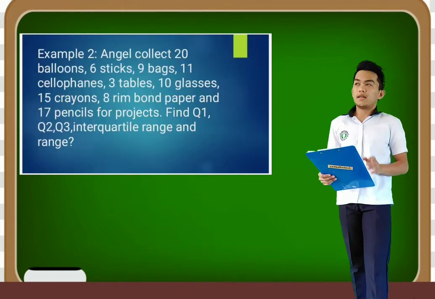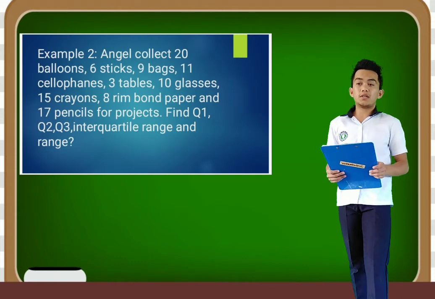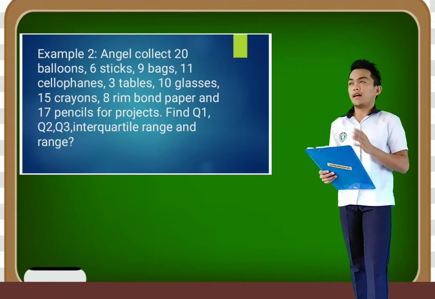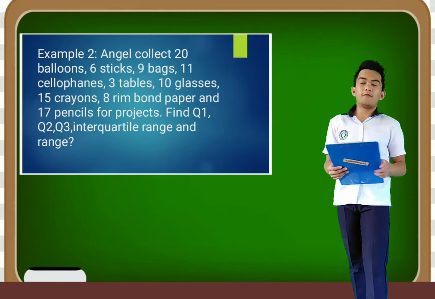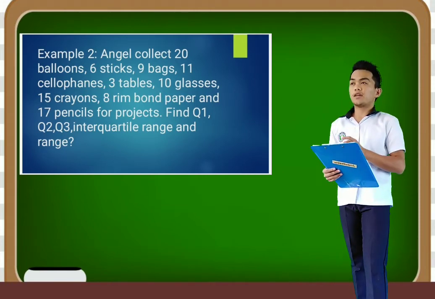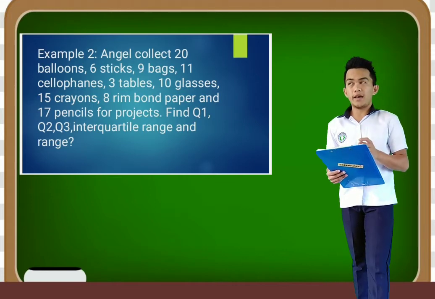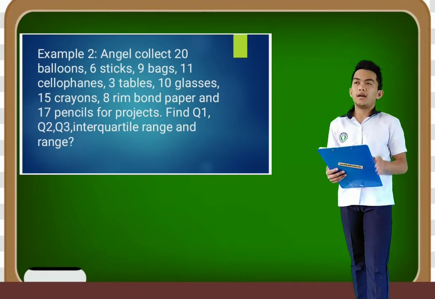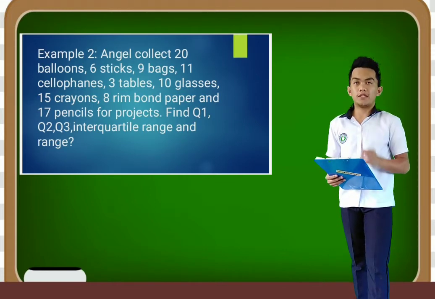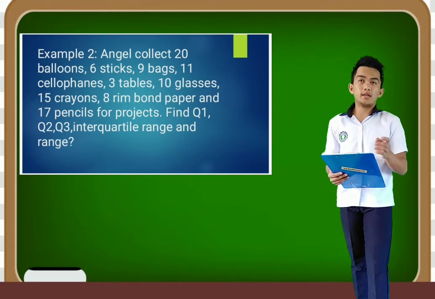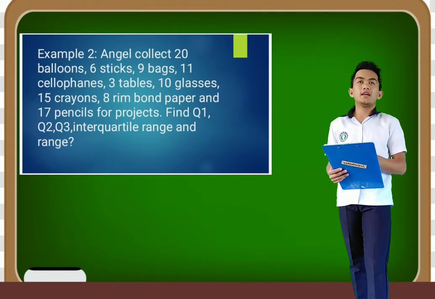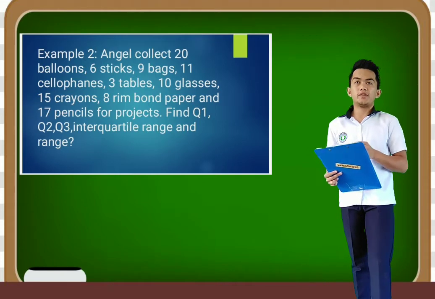So let's have another example. Our second example is, Angel collected 20 balloons, 6 sticks, 9 bugs, 11 cellophanes, 3 tables, 10 glasses, 15 crayons, 8 reams of bond paper, and 17 pencils for her project. Find quartile 1, quartile 2, quartile 3, interquartile range, and the range.